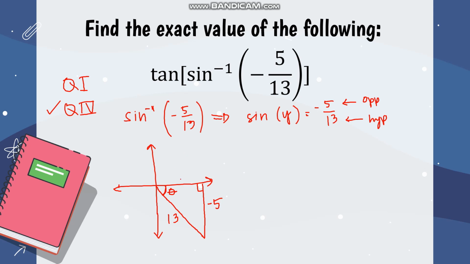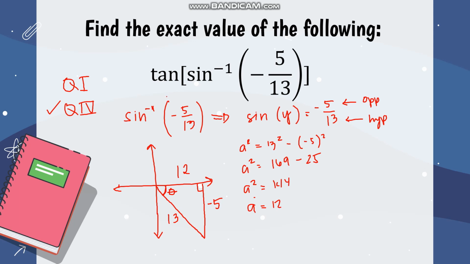Now, you have to identify the missing side. So you just use the Pythagorean theorem. Say it's A. So 13 squared minus negative 5 squared. This will give us 169 minus 25. A squared is 144. Get the square root of both sides. A is 12. So this one now is 12.